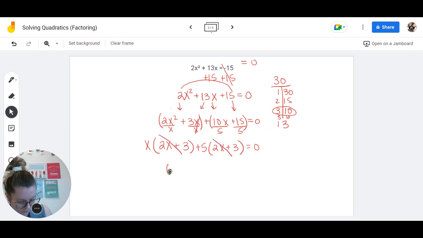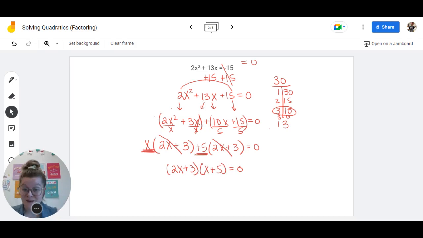We're going to cross them off and write it once. And then my leftovers, the x plus 5, will go in the second parenthesis. Again, still set equal to 0. Okay, we're almost done. Now we are going to set each parenthesis equal to 0 and solve for x.